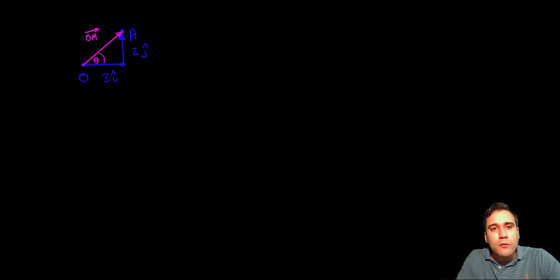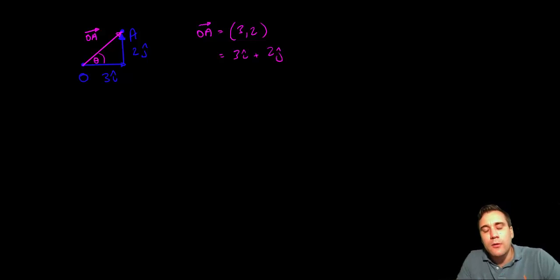Now this vector OA can be expressed in a couple of different forms. What we often see is OA equal to (3, 2) in brackets like this, and what this means is 3 in the i direction, 2 in the j direction. That's all that is. We could equally write this as 3i plus 2j. Same thing. Okay, so that's pretty easy.